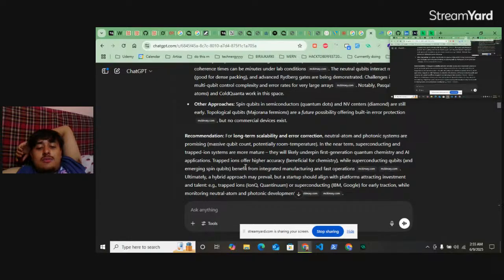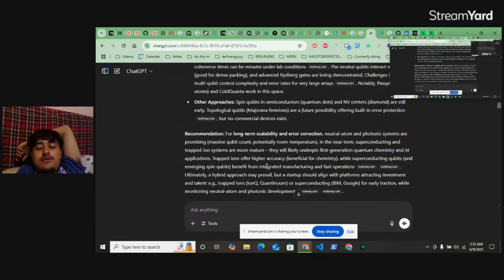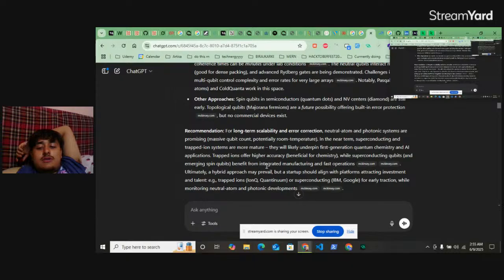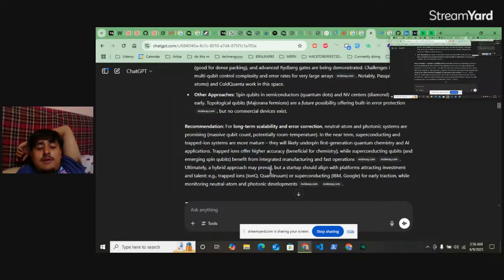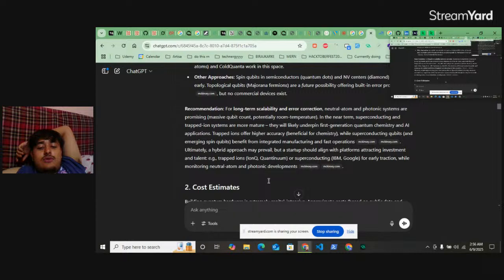They will likely underpin fast-generation quantum chemistry and AI applications. Trapped ions offer higher accuracy, beneficial for chemistry, while superconducting qubits and emerging spin qubits benefit from integrated manufacturing and fast operation. Ultimately, a hybrid approach may prevail, but a startup should align with a platform attracting investment and talent. Example: trapped ion or superconducting IBM for early transition, while monitoring neutral.